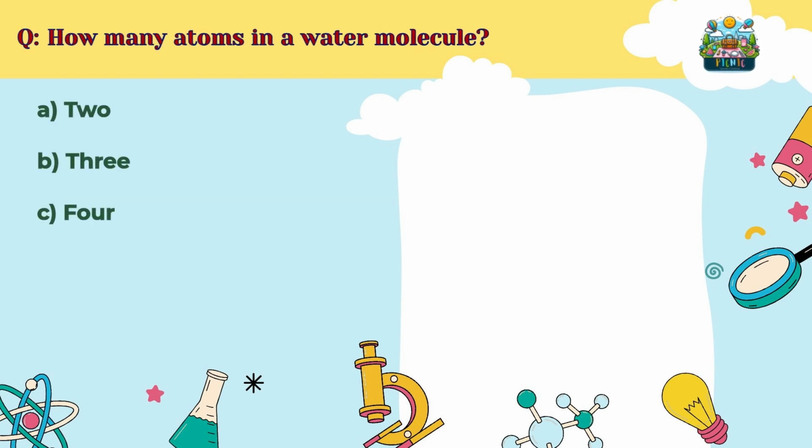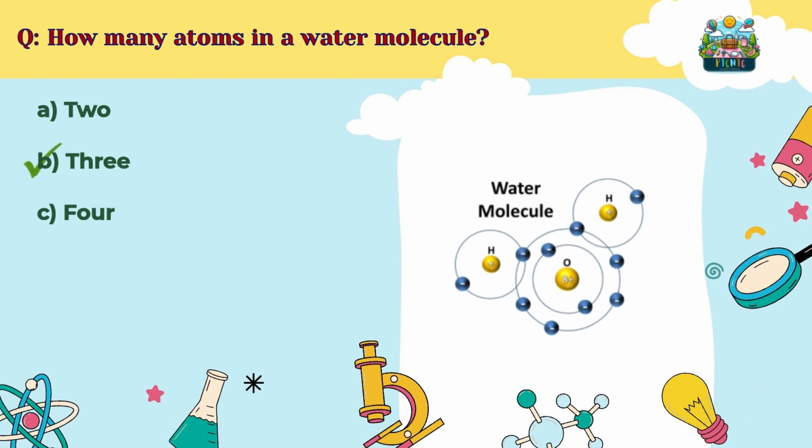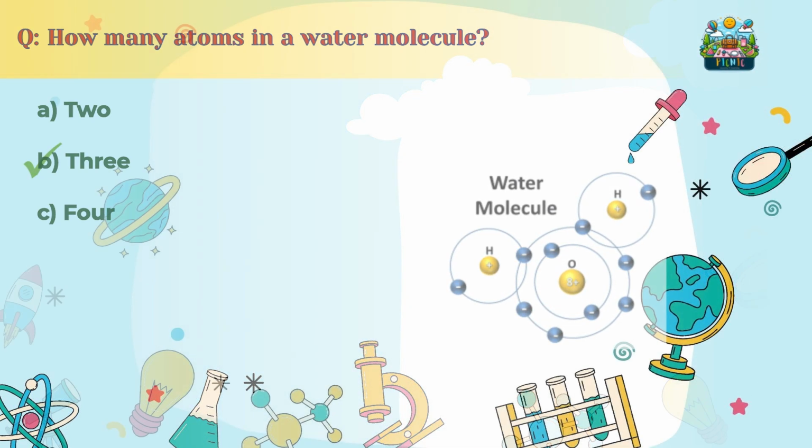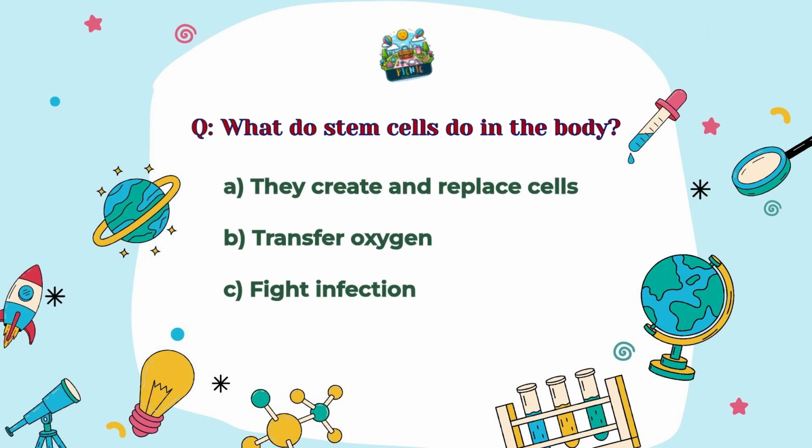How many atoms in a water molecule? There are 3 atoms in the water molecule. What do stem cells do in the body? Stem cells create and replace cells.